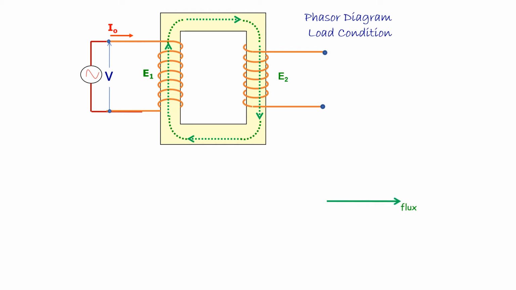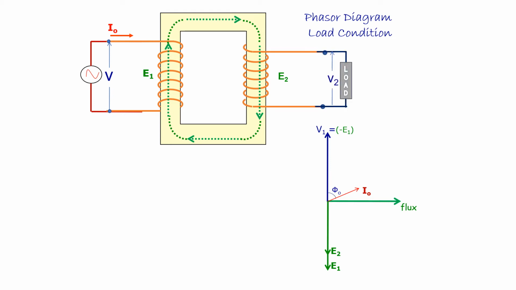Let us start drawing the phasor diagram. Flux is taken as the reference. We know the EMFs lag by 90 degrees. The input voltage V1 will oppose the E1. I0, the no load current, lags behind V1 by an angle of phi naught.